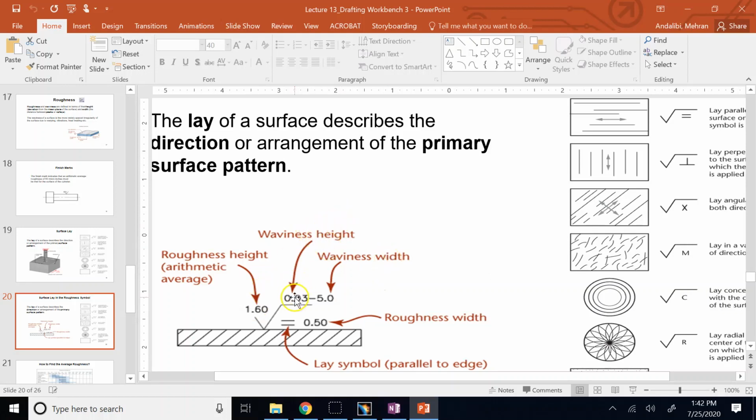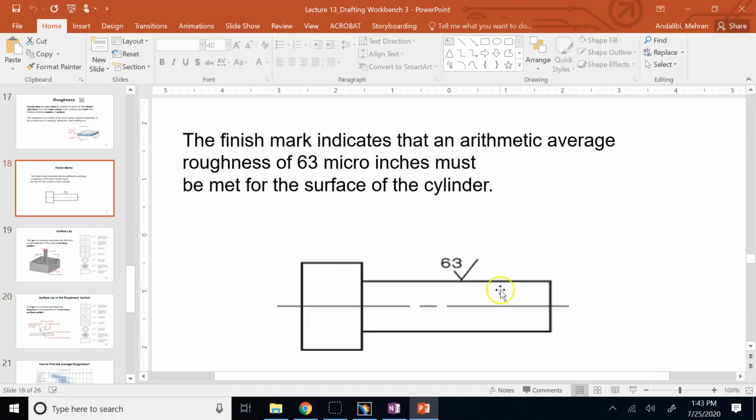Then if there is waviness, you can provide the waviness height dash waviness width on the top. Below the square root, you can provide the roughness width, and also you provide a symbol for the lay direction. So this is the standard to do it. Now, most of the time, we don't know or cannot provide any number for waviness and for the roughness width. So most of the time, what we really care about is the roughness height, the average of them, and the lay direction, especially this guy.